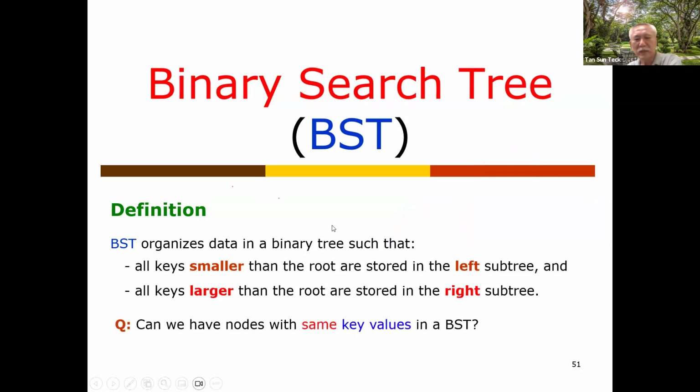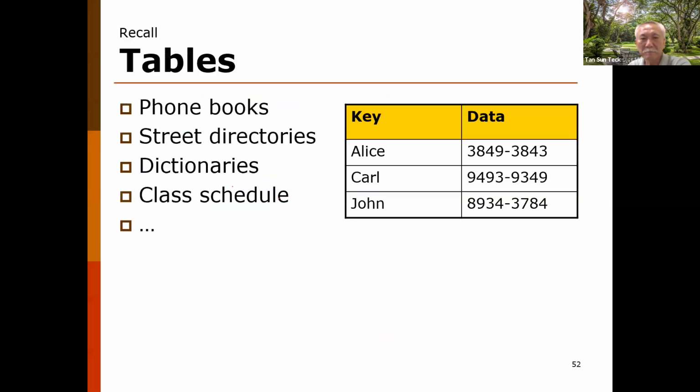Okay, so can we have nodes with the same key inside the BST? It depends. Sometimes you want to allow it because all these keys might represent different things. So therefore, you have to indicate, if they are the same, what kind of convention you are going to use to store them. Because if you don't follow some convention, you are going to get lost because their keys are different.